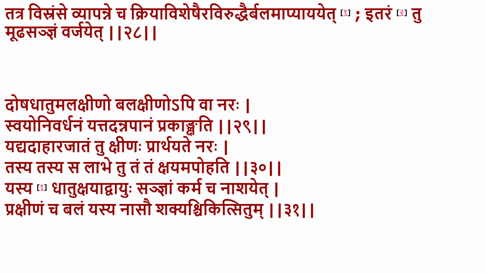Whereas in dhatukshaya, samjna karma cha nashet, if there is an absolute loss of function or the patient's consciousness is impaired, then that results in an incurable condition according to Sushruta. Prakshinam cha balam yasya nasau shakyah chikitsitum. So when there is a very gross abnormality resulting in impairment of the consciousness and all the functions are affected, then it can become incurable. So there could be incurable failure conditions.